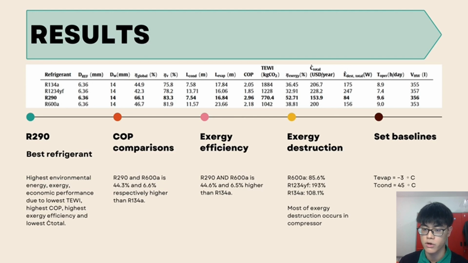Exergy destruction for R600A is 85.6%, R1234YF 193%, and R134A 108.1%. It is interesting to see that most of the exergy destruction occurs in the compressor. The baseline sets the temperature of evaporation at -3 degrees Celsius, while the temperature of condensation is 45 degrees Celsius.